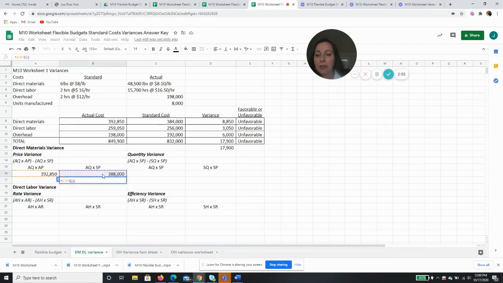So if I take the actual quantity times the actual price, and I subtract the actual quantity times the standard price, I get, and you know what? I'm going to do it over here. I'll show you why. I get a price variance of $4,850. The number on the left is bigger than the number on the right, so that is unfavorable. And that's why I moved it over, so I have a place to write unfavorable, because of course, if I don't mark it as favorable or unfavorable, then my answer is incomplete. All right. So I have a total variance of $8,850, and $4,850 of that is because we paid $8.10 a pound instead of $8 a pound.